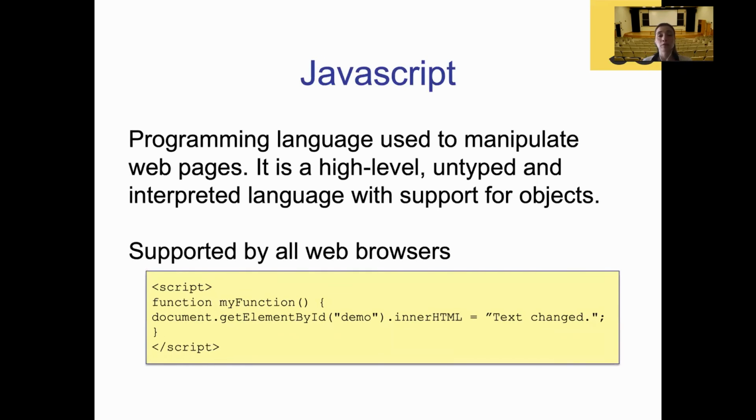There are many ways to embed JavaScript on a web page. One way, you can do it inside the HTML page between these two script tags. So for example, this function gets an element with the ID demo. So if you have a div, a section that has the ID demo, then it fetches that element and changes its inner HTML to a different text. Okay. So it's very powerful because it can modify the web pages in pretty much arbitrary ways.